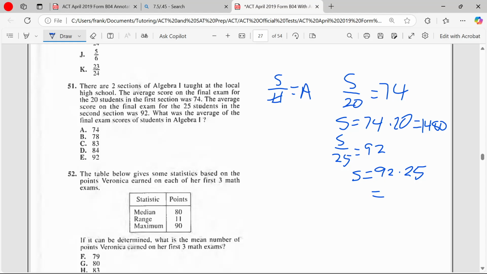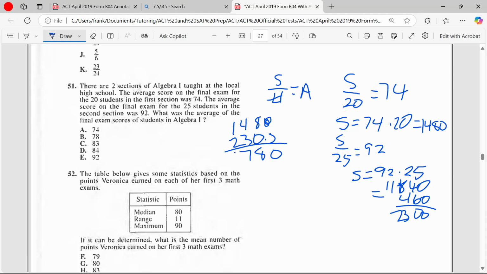plus 460 equals 2300. So all the students together had a sum of 1480 plus 2300. I'm doing it without a calculator, but it's a calculator test. 3780, and then divide that by 45.